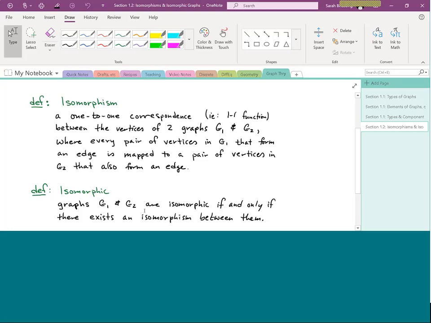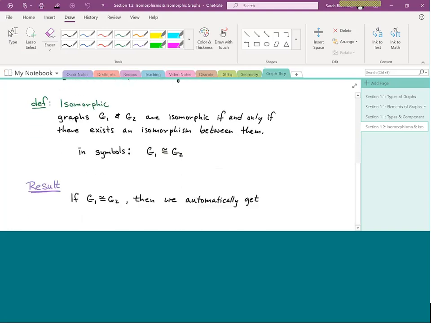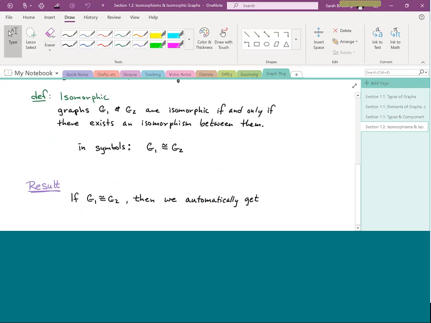Okay? Now, practically speaking, there are some results that happen when you have two graphs that are isomorphic. So remember, isomorphic is same structure, so automatically the first thing that you're going to get if you have two isomorphic graphs is the two graphs have to have the same number of vertices. Let me actually write that out in words. Same number of vertices. If they don't have the same number of vertices, you can't have a one-to-one relation.